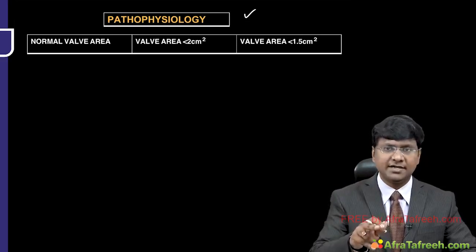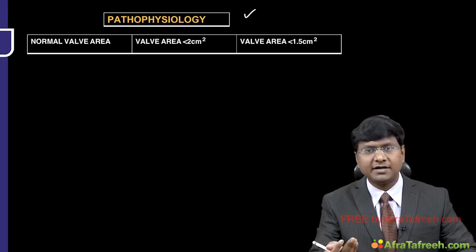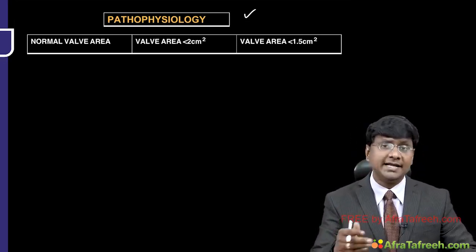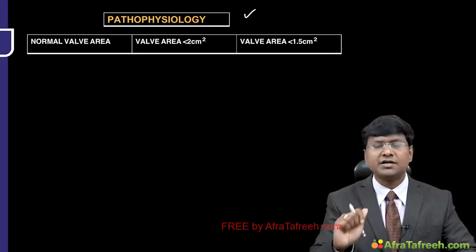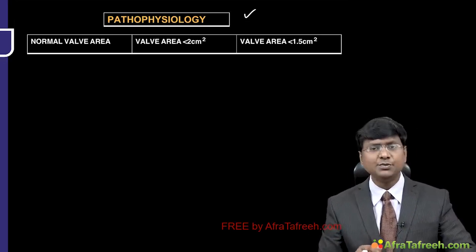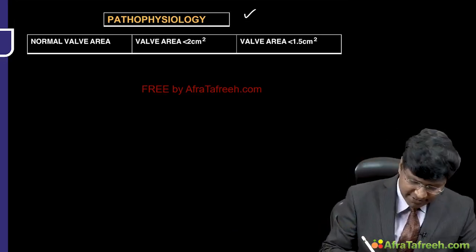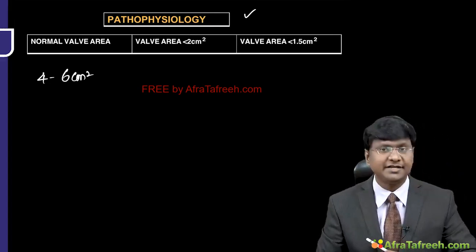Once there is pulmonary arterial hypertension, that will affect back on the right ventricle in the form of right ventricular dilatation or right ventricular failure, and there can be even tricuspid regurgitation, but that will be functional tricuspid regurgitation. So all that, let me discuss within the pathophysiology. So how much is the normal mitral valve area? That is 4 to 6 centimeters square.